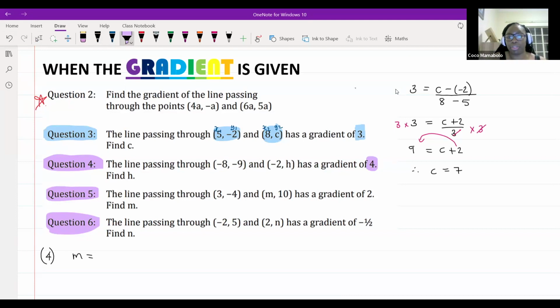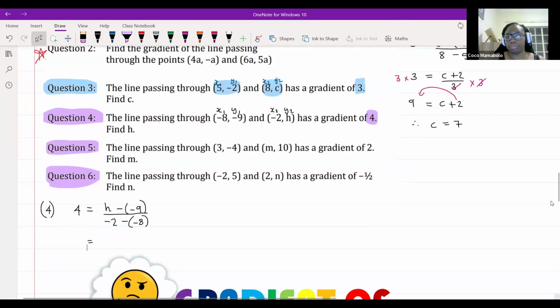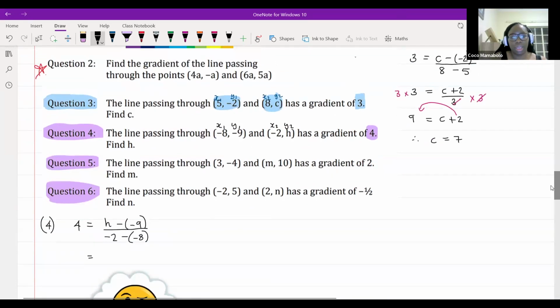So I'm going to replace m with 4. So I need to go 4 is equal to, I'm going to name this x1, y1, and x2, y2. Right, so y2 minus y1 will give us h minus -9 over x2, which is -2 minus -8. That's going to give us h plus 9 over -2 plus 8 will give us +6, and all of this is equal to 4.